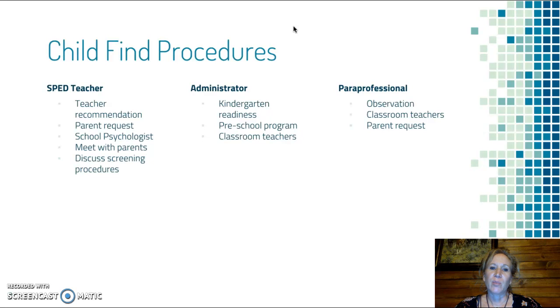Their child find procedures, or basically identification procedures, according to the special education teacher, she goes off of teacher recommendation. So within the classroom, if a teacher identifies a student who is struggling, they will typically take that concern to the special education teacher and visit with her about that. Another avenue would be parent request. Occasionally the classroom teacher comes to the special education teacher with a parent who is concerned about their child's progress or some other form of behavior within the home or within the classroom.